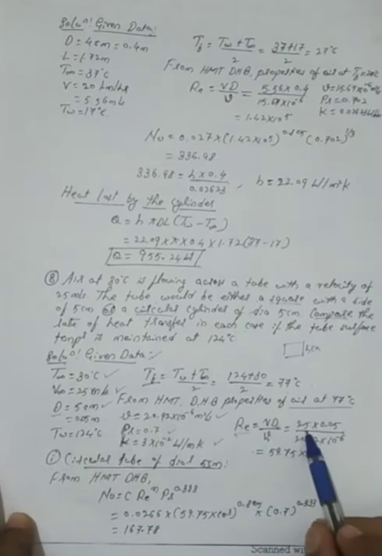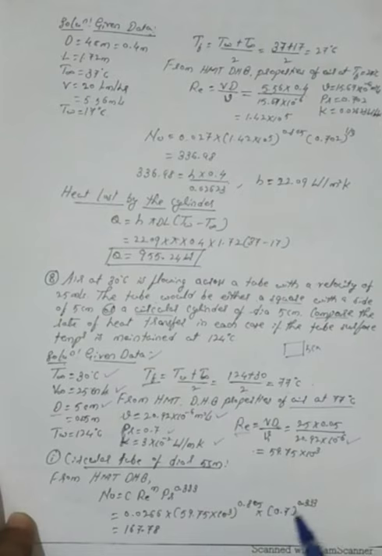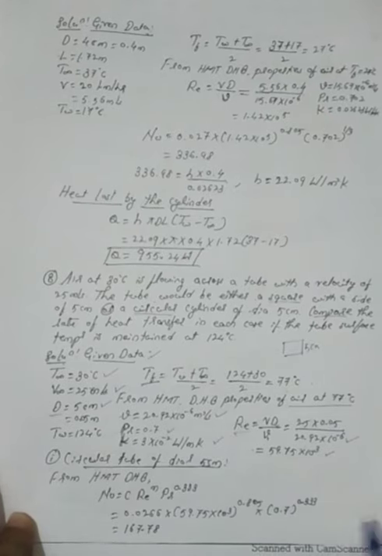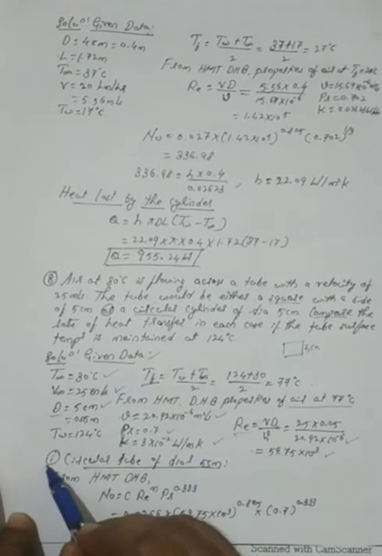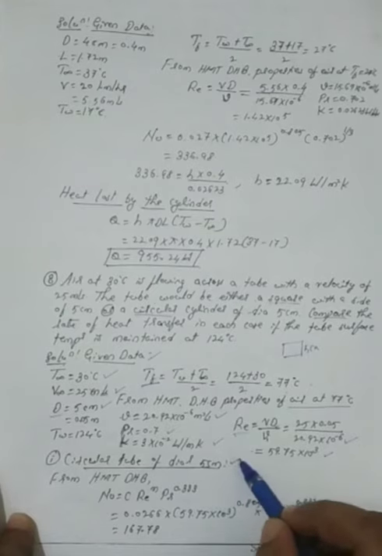That is 25 into 0.05 divided by 20.92 into 10 raised to minus 6, which we have got from the properties of air. So overall we got the Reynolds number as 59.75 into 10 raised to 3. Okay, so we need to take down the first case. Case one is what? We need to calculate the heat transfer for the circular tube of diameter 5 cm.